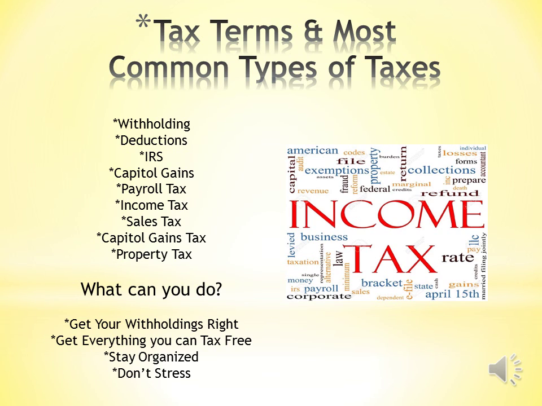For example, if you buy a stock for $10 and you sell it for $20, you made a capital gain of $10. So those are just a few of the terms. Some other terms are payroll tax, income tax, sales tax, capital gains tax, property tax. And those are actually the different types of taxes.